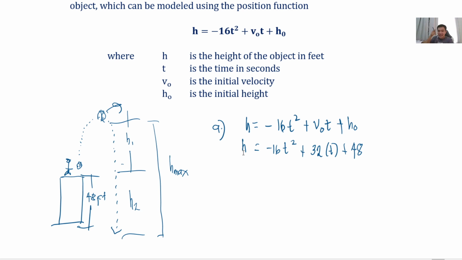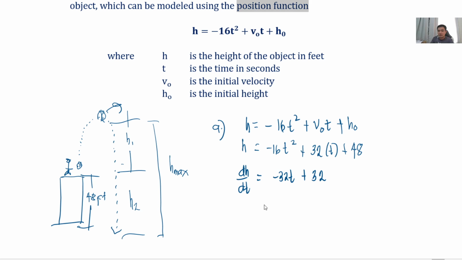Para ma-reach niya yung maximum height, we are going to differentiate this position function. Okay? Kunin natin yung derivative nitong position function natin and then i-equate natin siya sa 0. So, derivative of the height with respect to time is equal to negative 32t plus derivative ng 32t is 32 and then derivative of 48 is 0. And then we equate it to 0.